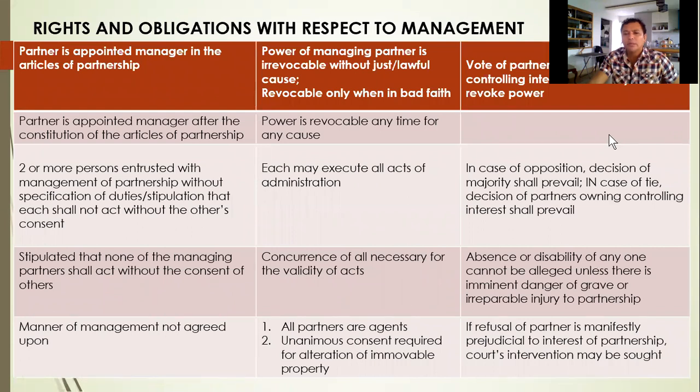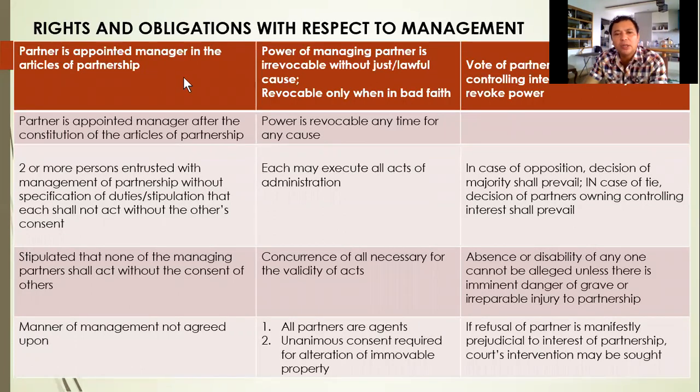Now let's discuss the rights and obligations of partners with respect to managing the partnership. The first case: a partner is appointed manager in the articles of partnership. The articles of partnership is the agreement, or the contract of the partners. In the contract, it is stated that partner A, or partner Juan de la Cruz, will manage the partnership. It's stated in the contract.